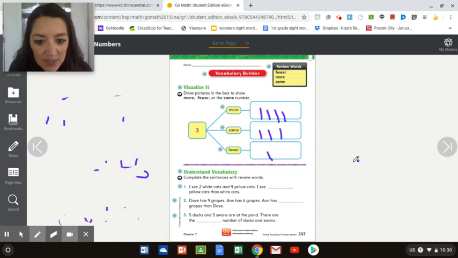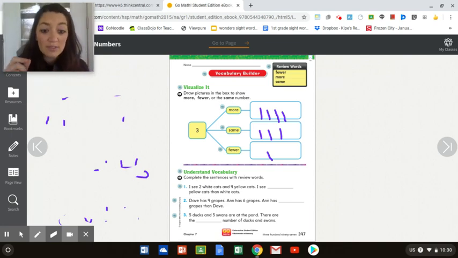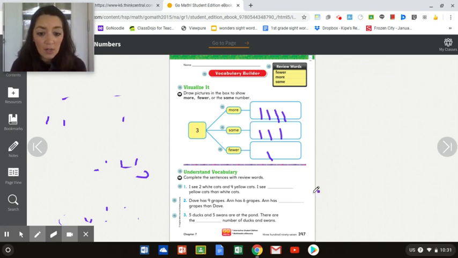Okay, so down here, it's understanding the vocabulary. What exactly do these words mean? So it says, I see 2 white cats and 4 yellow cats. I see blank yellow cats than white cats. Okay, so do you see more yellow cats than white cats? The same amount of yellow cats as white cats, or fewer white cats than yellow? Or fewer yellow cats than white cats.